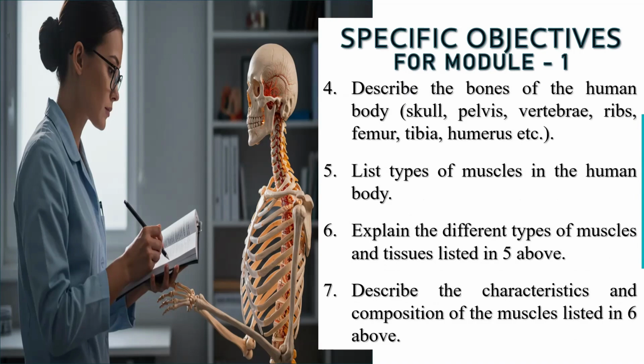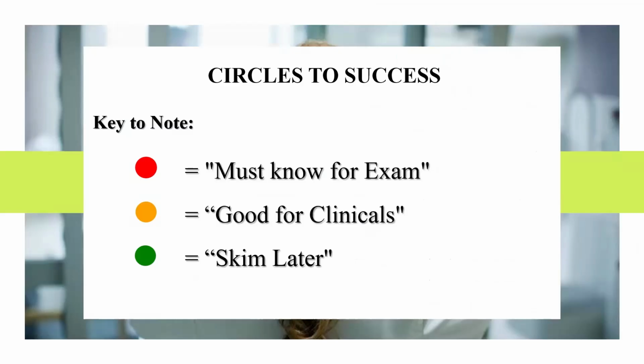5. To list the types of muscles in the human body. 6. To explain the different types of muscles and tissues listed in 5 above. 7. To describe the characteristics and composition of the muscles listed in 6 above.